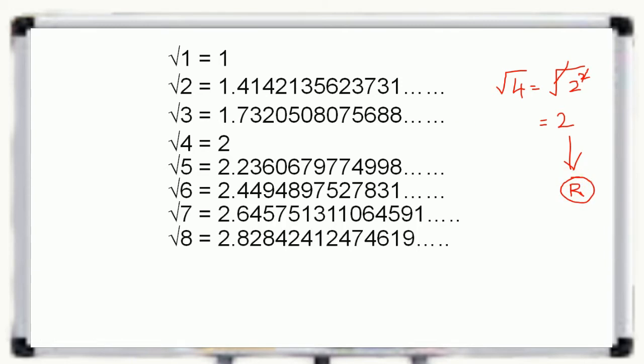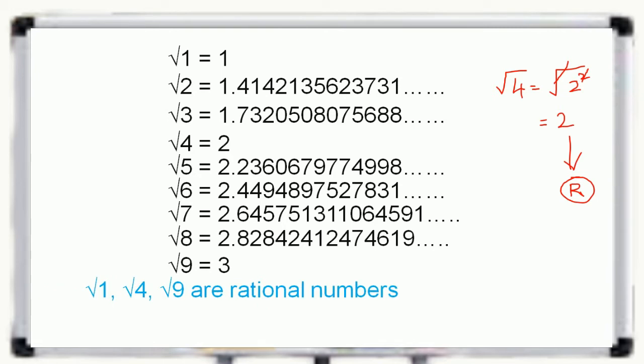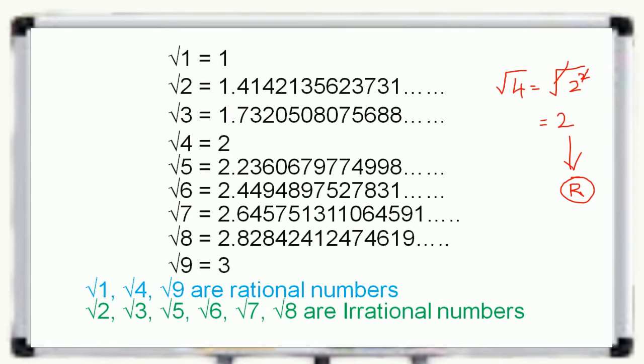So you have to write square root of 6, square root of 7, square root of 8. And square root of 9 is equal to 3 because 9 means 3 square. Square and square root get cancelled. We find the answer 3. So that is a rational number. That means square root of 1, square root of 4, square root of 9 are rational numbers and the rest are irrational numbers, because square root of 2, square root of 3, square root of 5, square root of 6, square root of 7, square root of 8 are non-terminating, non-repeating decimals. So they are irrational numbers.